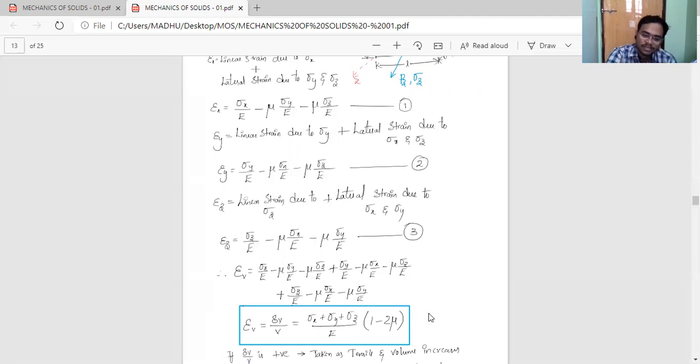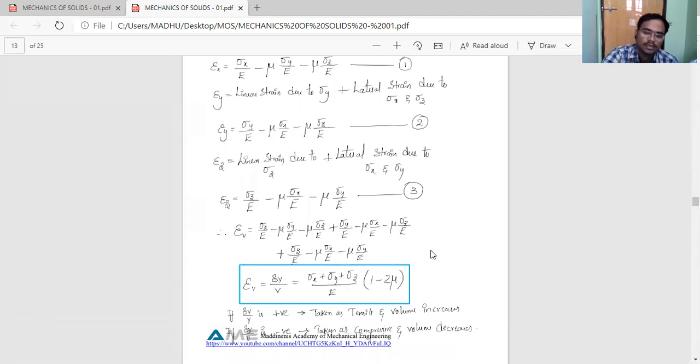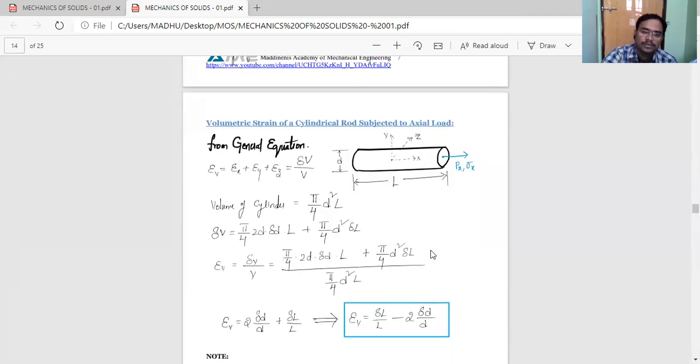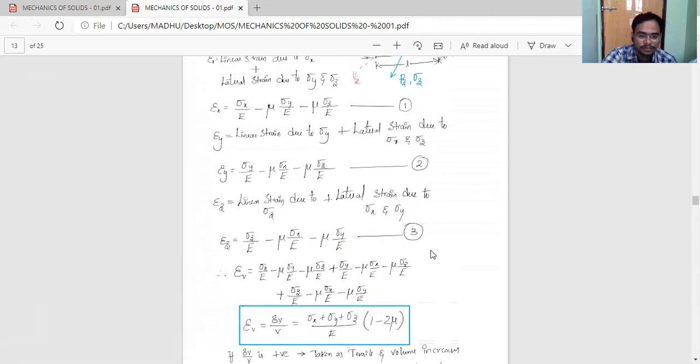So when 1 minus 2 mu is taken common, we get sigma x by E plus sigma y by E plus sigma z by E. These three are the primary strains: epsilon x plus epsilon y plus epsilon z, into 1 minus 2 mu. Or you can write it in this form also: sigma x plus sigma y plus sigma z by E, into 1 minus 2 mu. Yes, this equation holds good for compressive loads also.